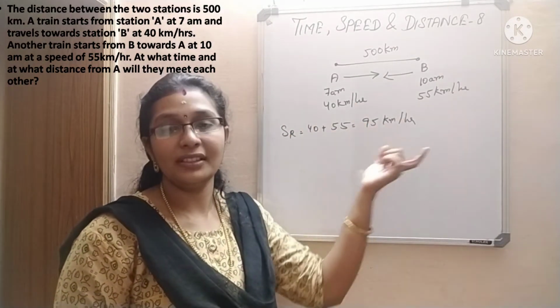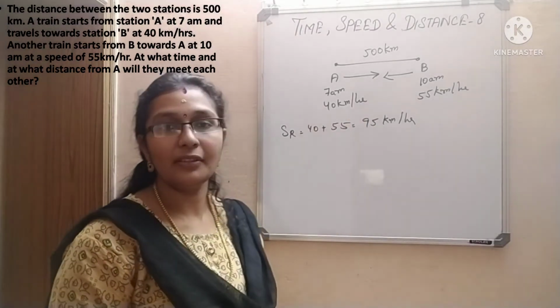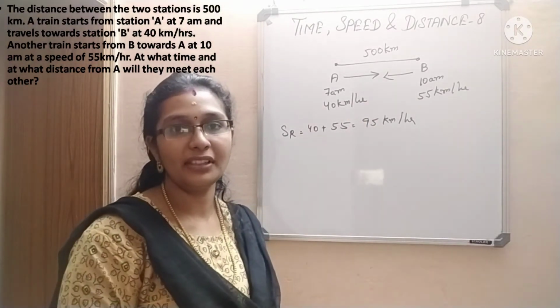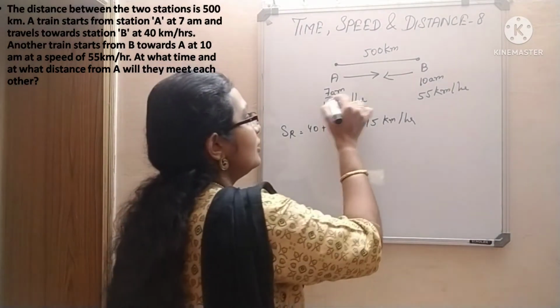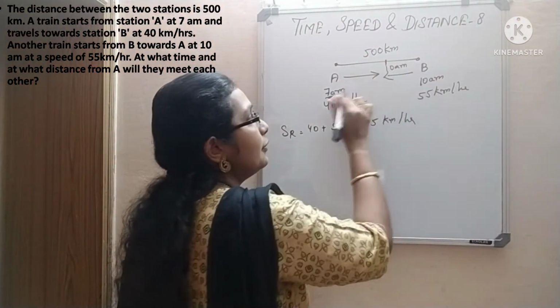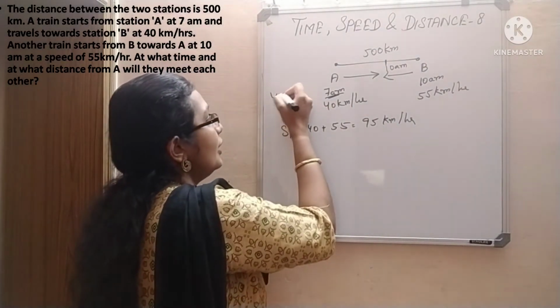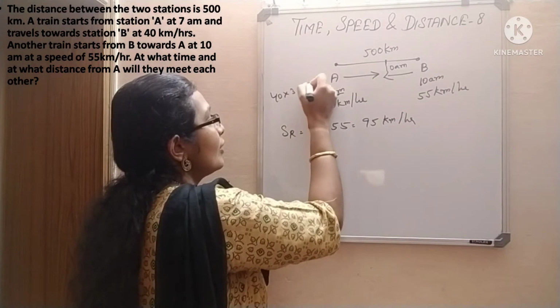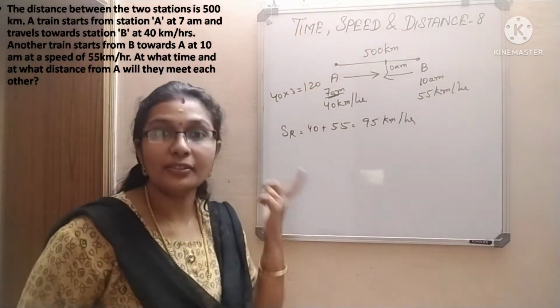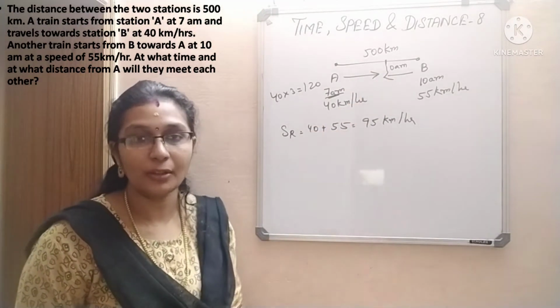You check from both sides and solve it. You will get used to it, and whichever you find convenient, you can use that in your exam. So I will convert this to 10 am. 10 am means the difference is 3 hours. So thrice this, 40 into 3, 120 kilometers is already covered. In this 3 hours, 120 kilometers already covered.